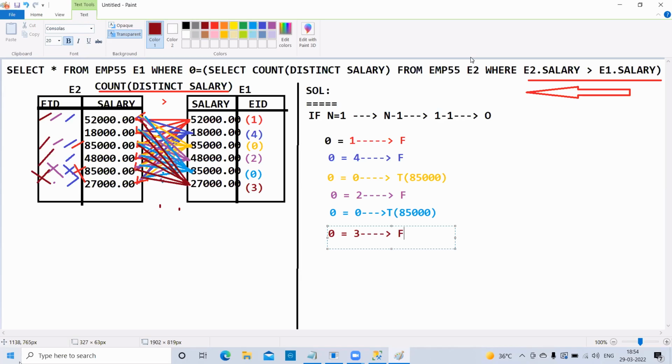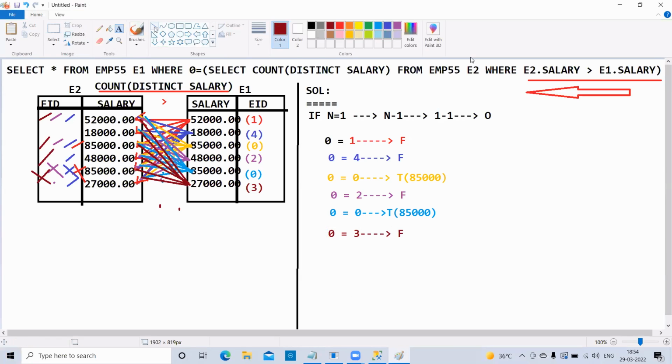Okay, so all the comparisons we completed. After completion of all the comparisons, finally, wherever your condition is satisfied, that is the result: 85,000. So this is the way correlated subqueries are executed. Now, is it clear to all of you? It works the same as a self join.